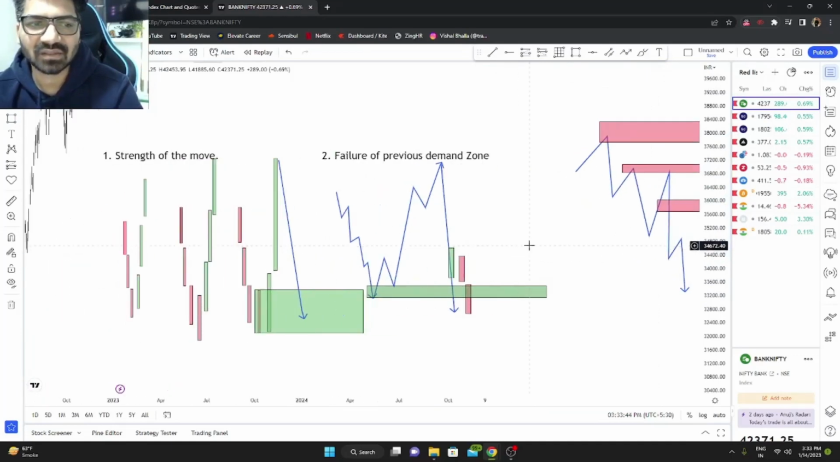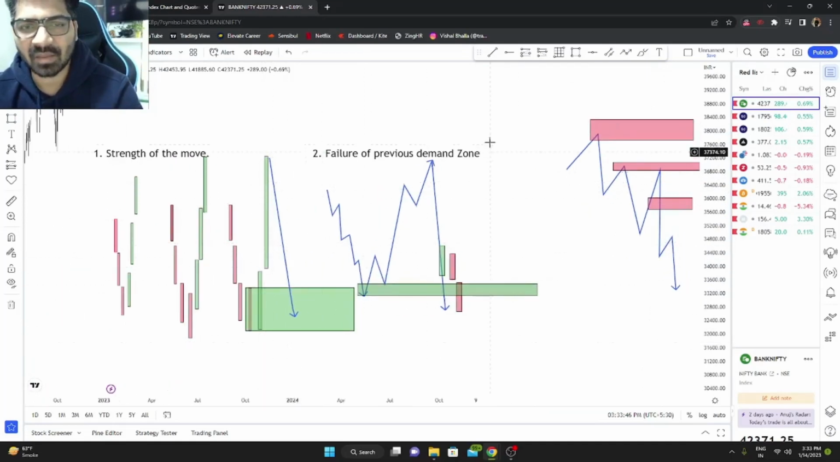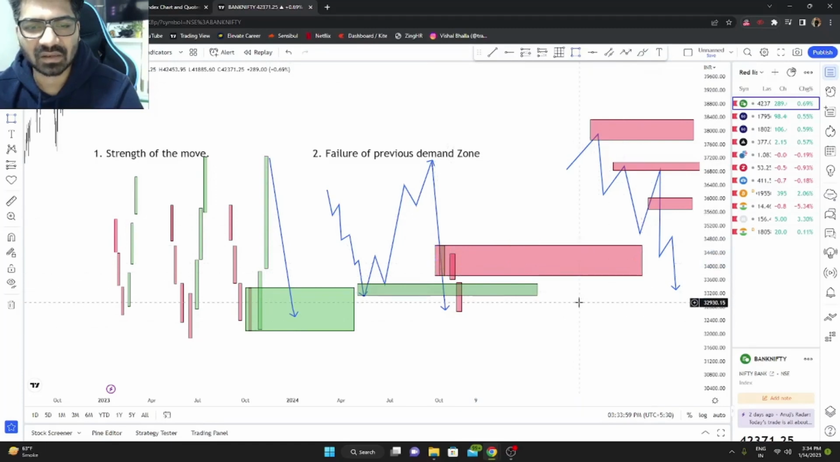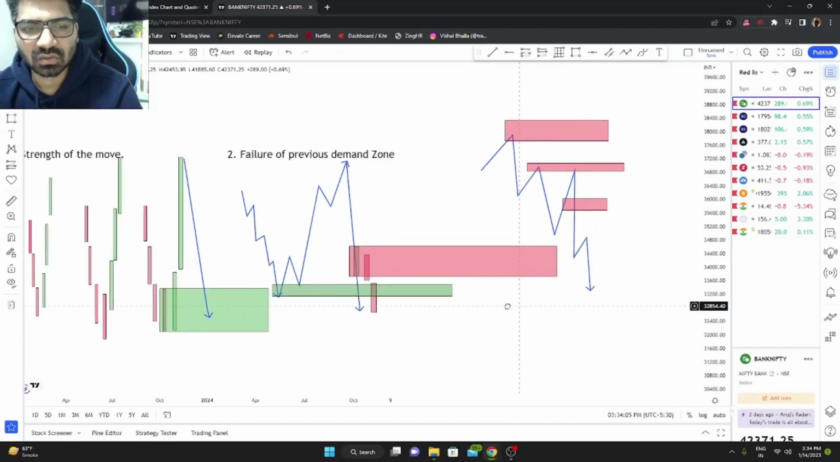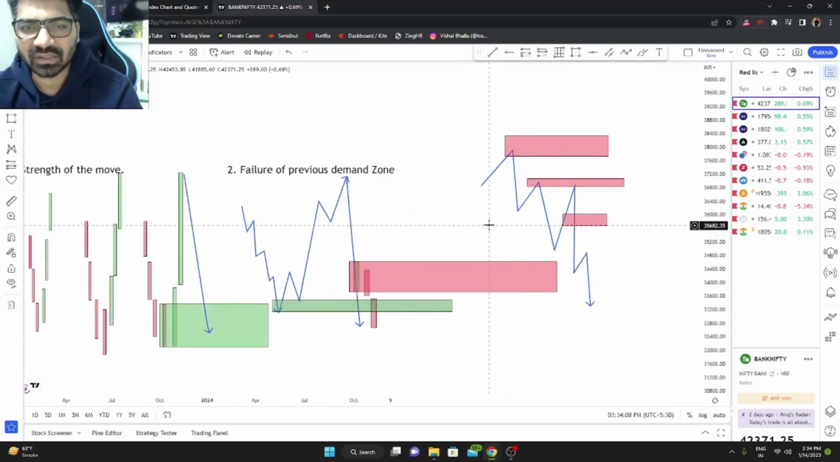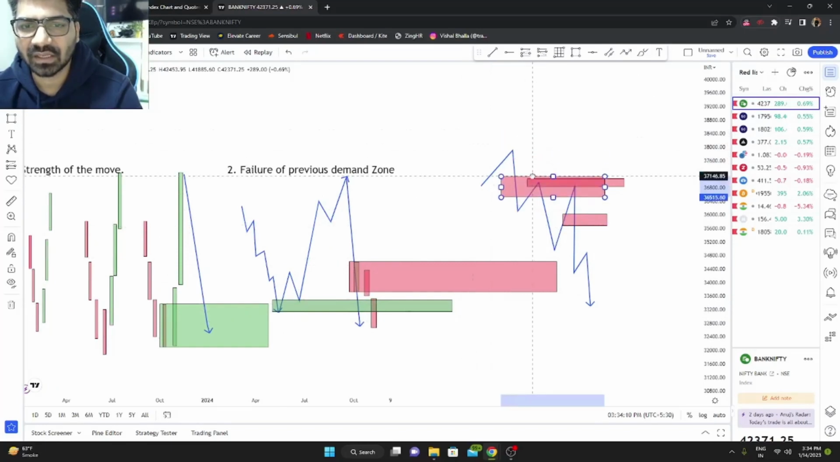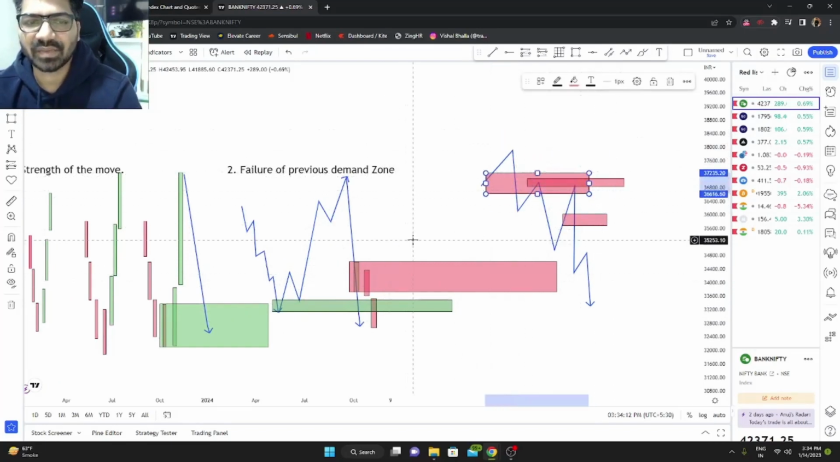So first is the strength of the move, how quickly the market has gone up or has come down. Second is the failure of previous demand or supply zone. If this area has been mitigated once and then it has been broken, now this becomes a new area. It will be opposite in the upside, and you can likewise mark these areas as buying and selling zones. And another, third criteria is the freshness of the zone. So these are the criteria on the basis of which you can identify the demand and supply zones.